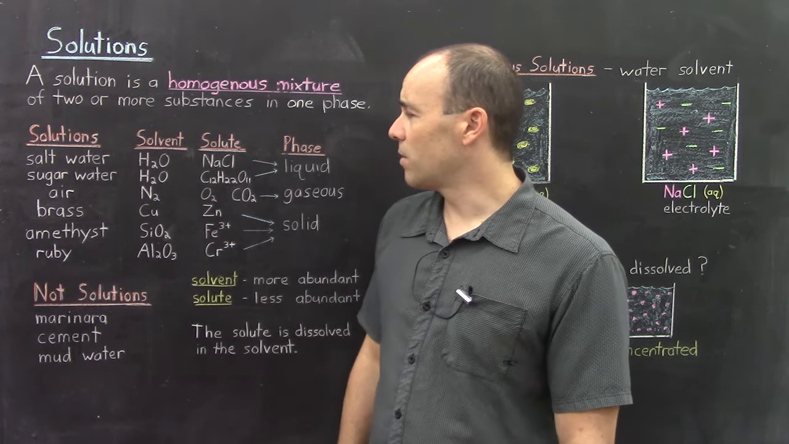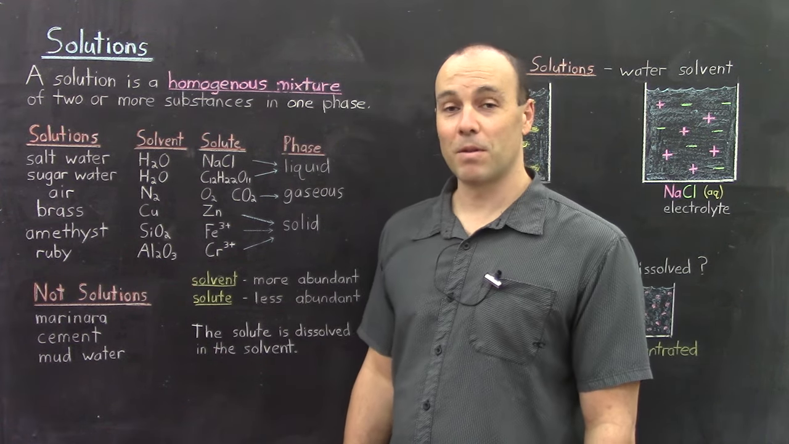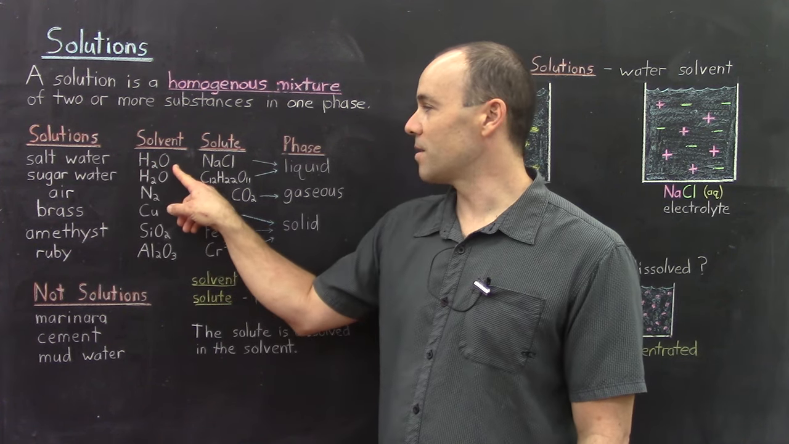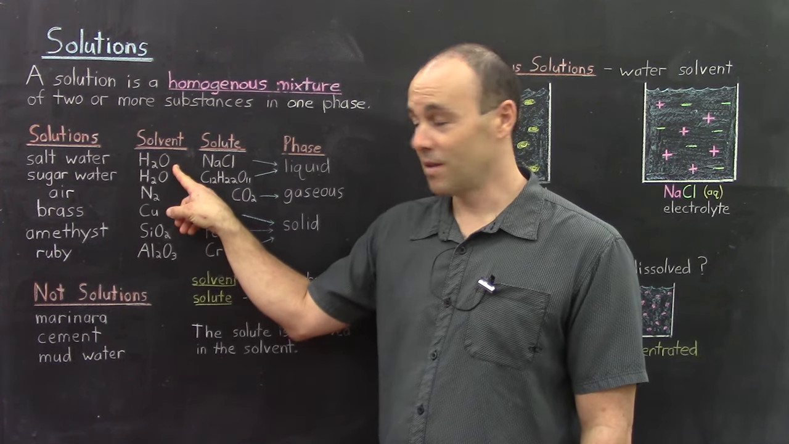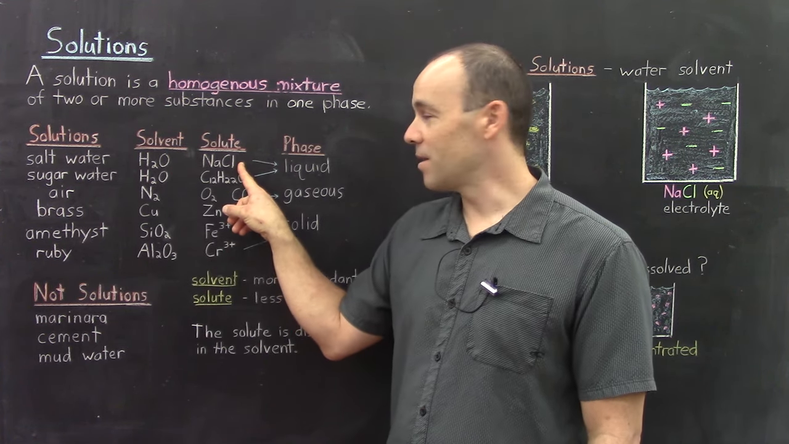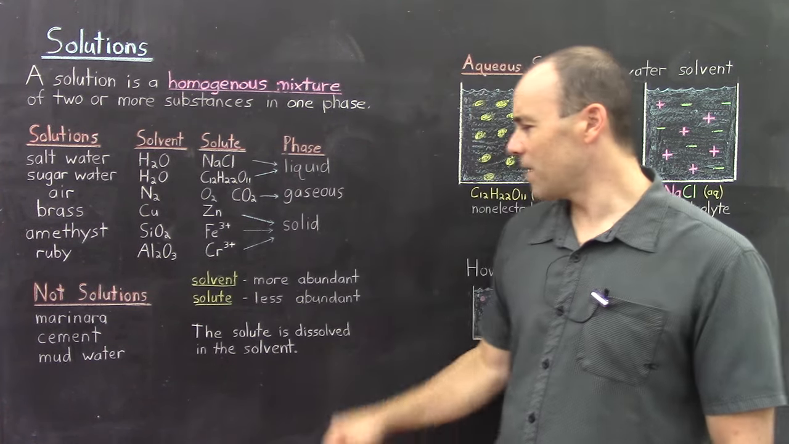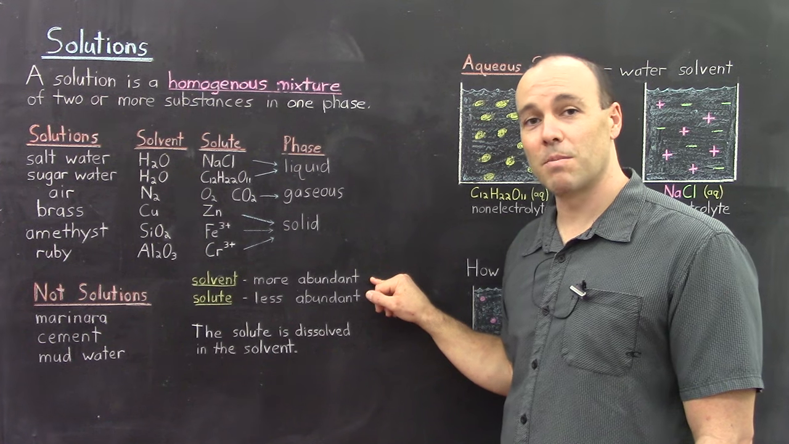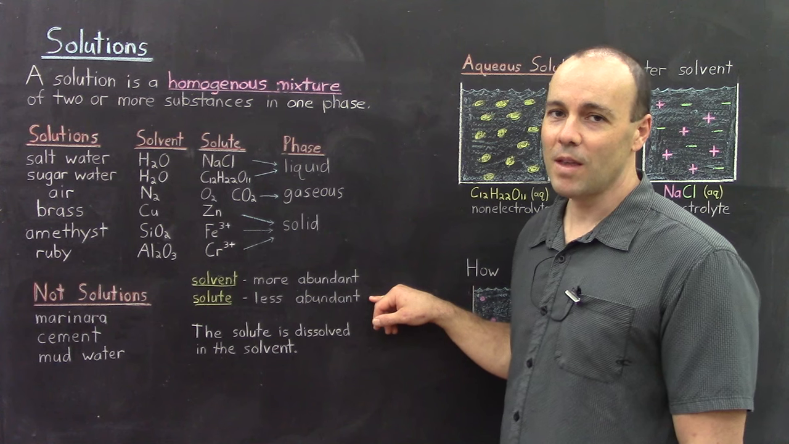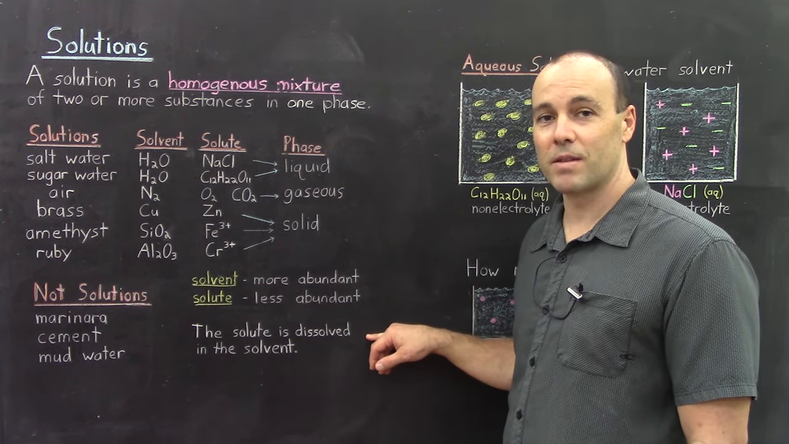Now, I've listed several examples of solutions here. One of the most popular solutions is salt water. Here, water is the solvent, and salt, or table salt, which is sodium chloride, is said to be the solute. Now, the solvent is the component that's present in the most abundance, and the solute is less abundant. It's described as the solute being dissolved in the solvent.